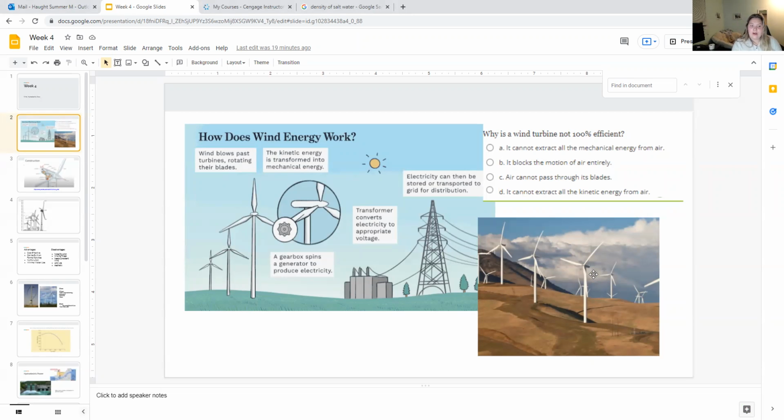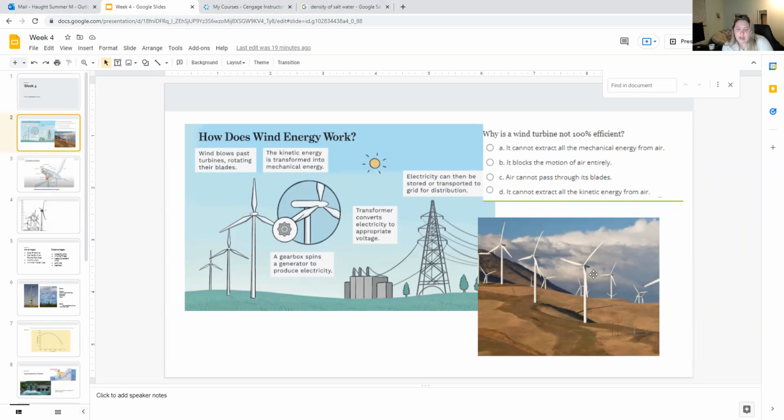So when that kinetic energy is happening, a gearbox inside that wind turbine spins, because those turbines are spinning, which ultimately spins a generator, which produces electricity. This is the most basic example, but that's the gist of it. And then obviously, there's a component that can convert that electricity to the appropriate voltage that we'll need to run through the lines into the grid and get to your house. So that's the basics of how wind energy works.